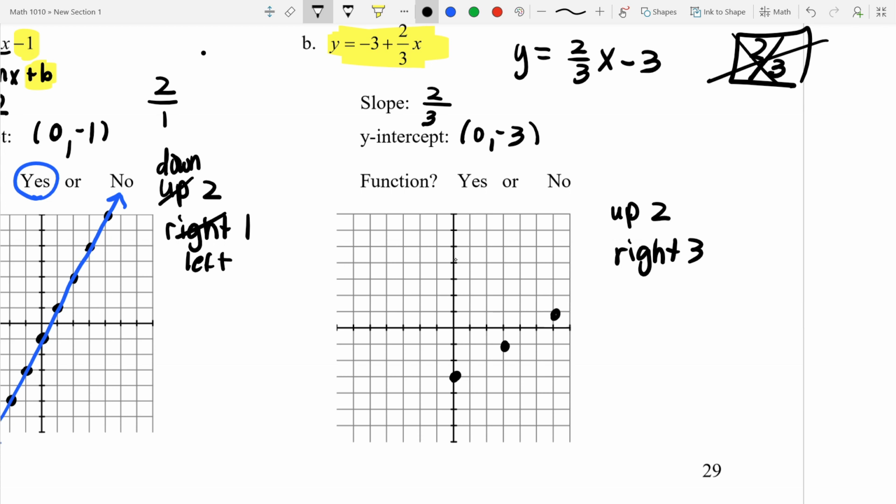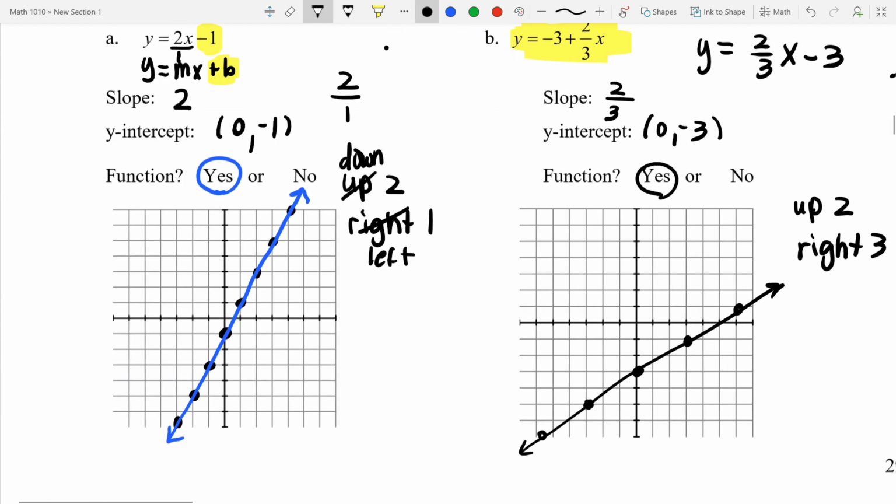So go to that dot, go up 2, right 3, up 2, right 3. Go back to that y-intercept and go down 2 and left 3. Down 2 and left 3. Connect your dots, and you're done. Everybody in the room tell me, is it a function? Yes, it is. Good. Okay, let's keep going.